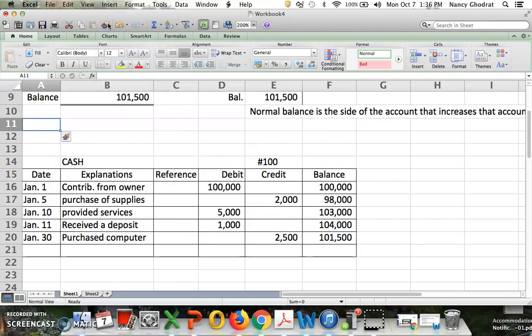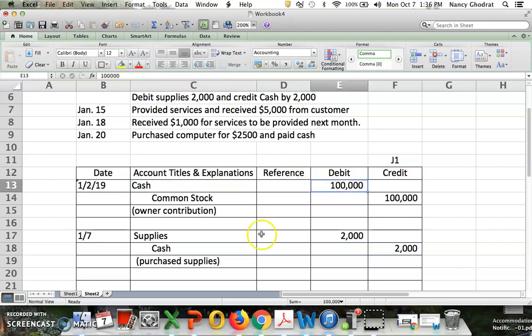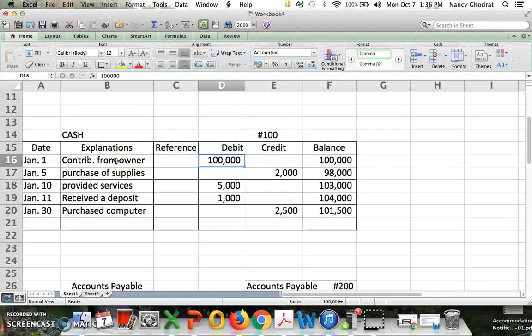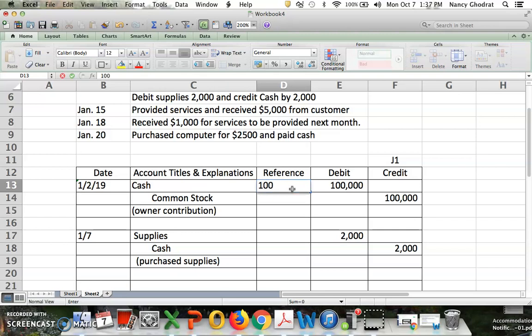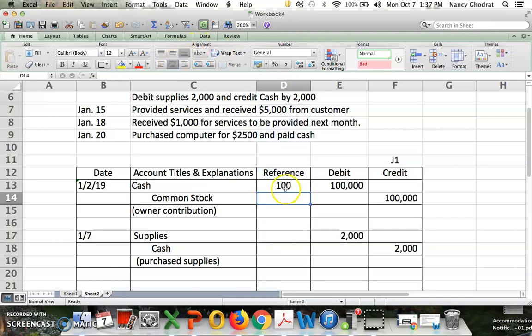So for example, if you go back to our journal, cash was debited. So I'm going to go find the cash account in the general ledger and put 100,000 on the debit side, and put the account number in the reference column of the general journal. Why? Because this shows that I have had a chance to transfer the 100K to the respective account in the general ledger. Now, when you don't see an account number in the reference column, that means you haven't had a chance to transfer the data from the general journal to the general ledger.